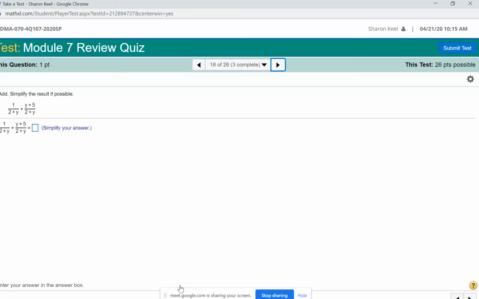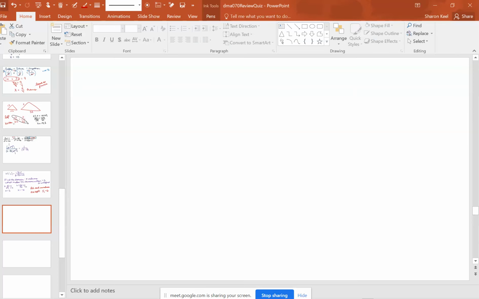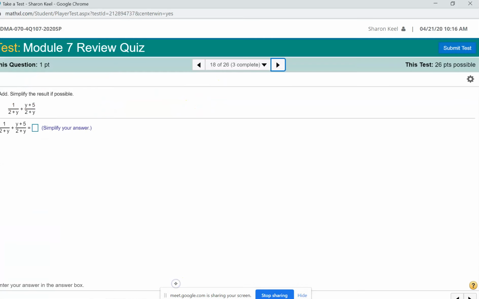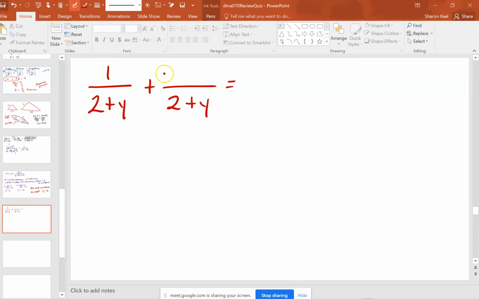Add, simplify the result if possible. Now, the beauty of this is both denominators are the same, okay? So we have 1 over 2 plus y. The denominator was the same. Let me go back and see the second numerator was y plus 5. So in this scenario, the denominator does not change. It is the common denominator.